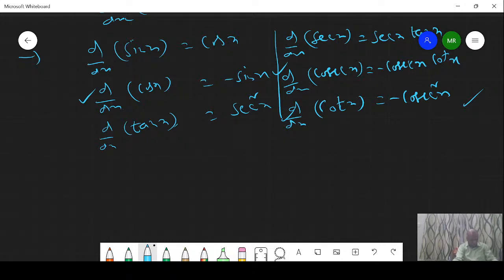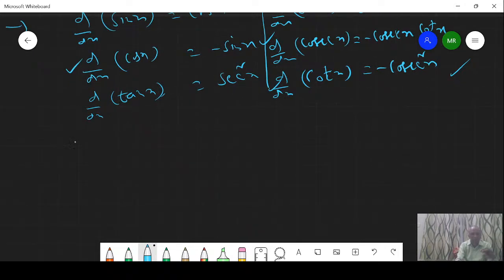Find the derivative of the following functions. So d by dx of sin x into cos x. They are asking for the derivative of sin x into cos x. What is the derivative of sin x into cos x?